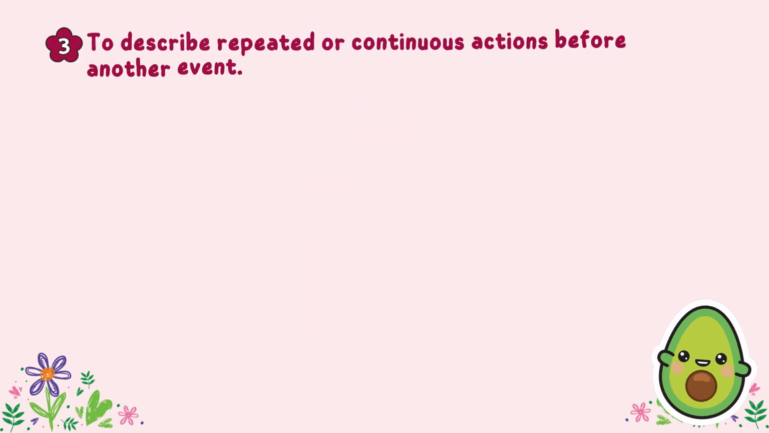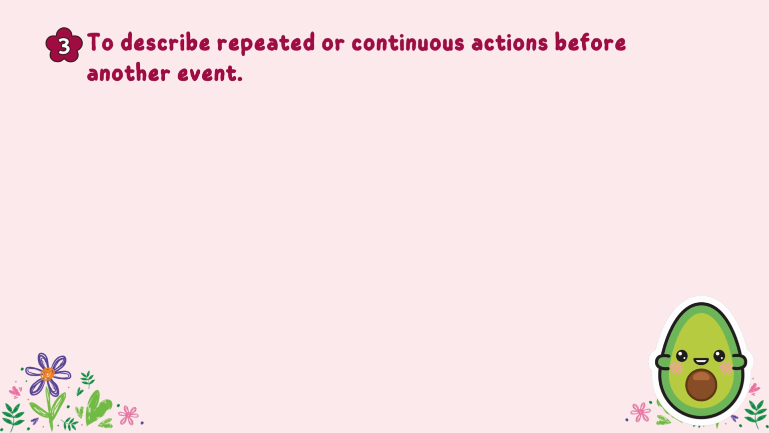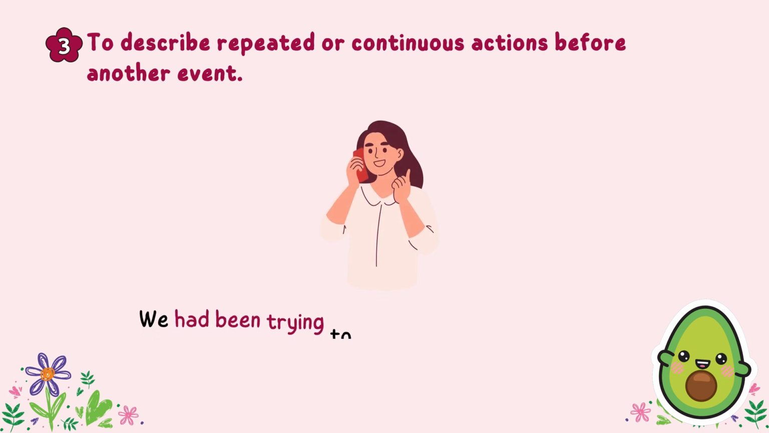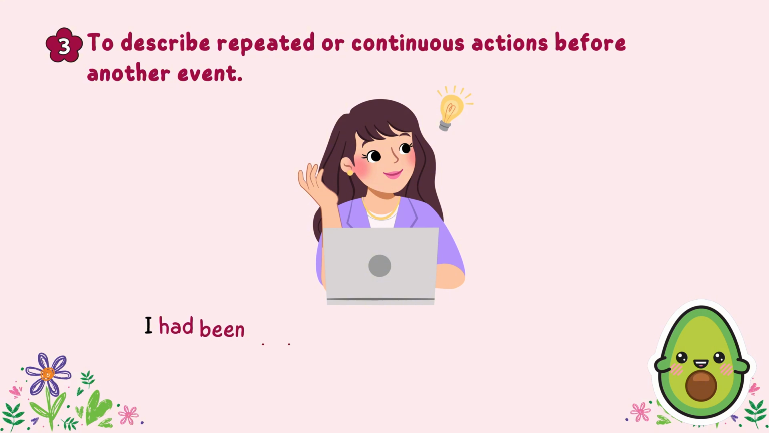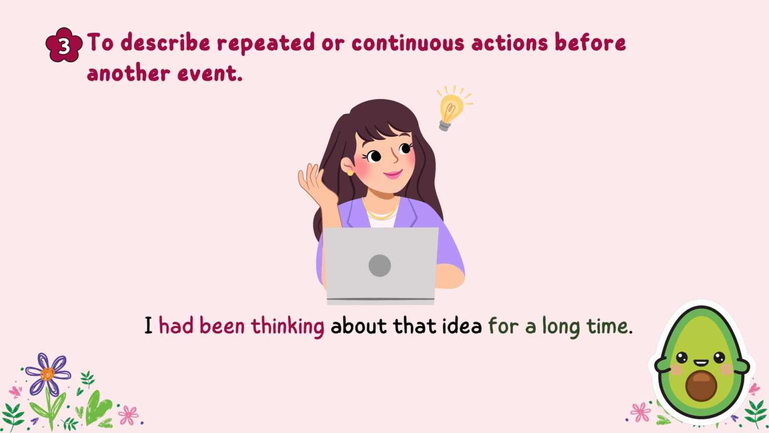3. To describe repeated or continuous actions before another event. Examples: we had been trying to call you before you arrived. I had been thinking about that idea for a long time. So the past perfect continuous tells us how long or why something was happening before another past action.